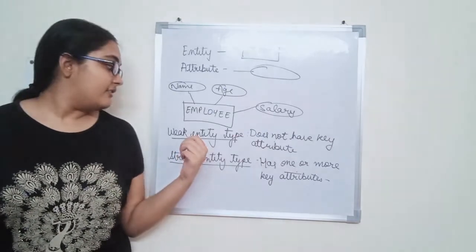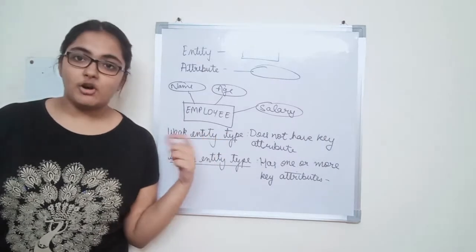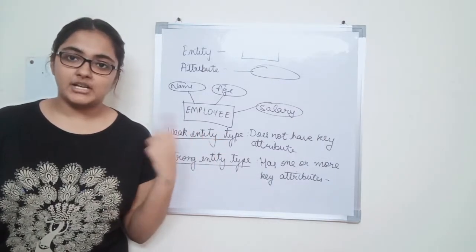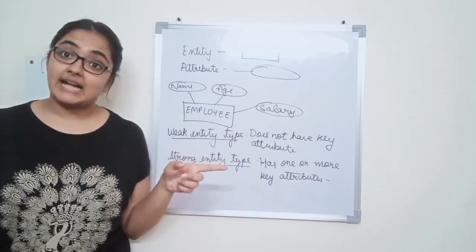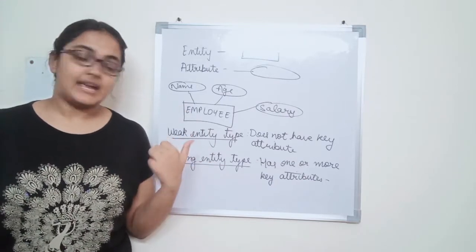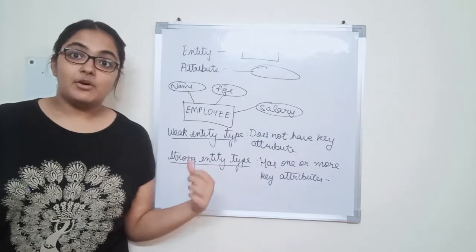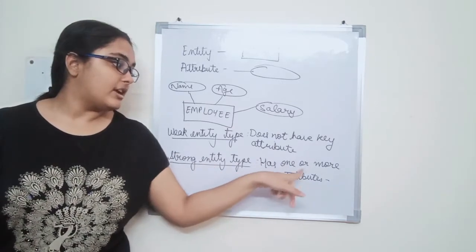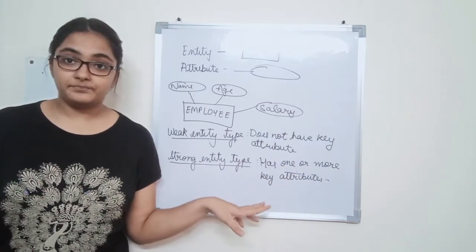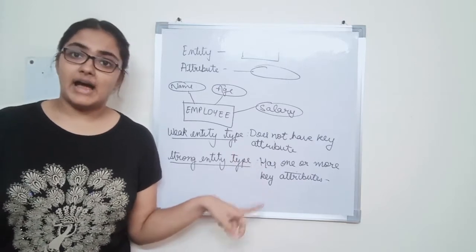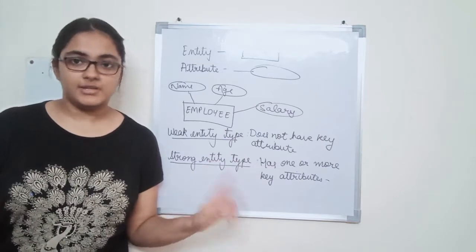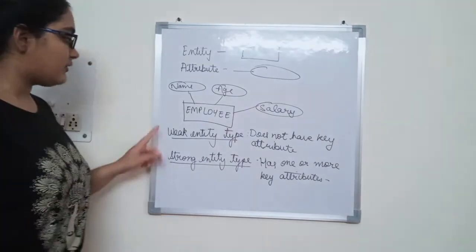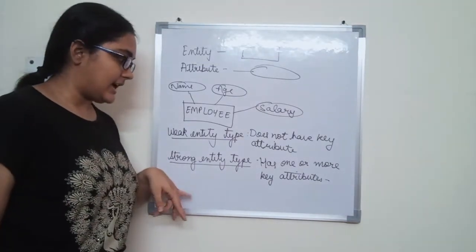Weak entity type is the one in which even all the combination of attributes taken together are not able to identify each entity uniquely. In that case, it is called a weak entity type. In case of strong entity type, it can either have one or more key attributes, or a combination of attributes can form a key, which can be used to identify each entity uniquely. Okay, so that is about weak entity type and strong entity type.